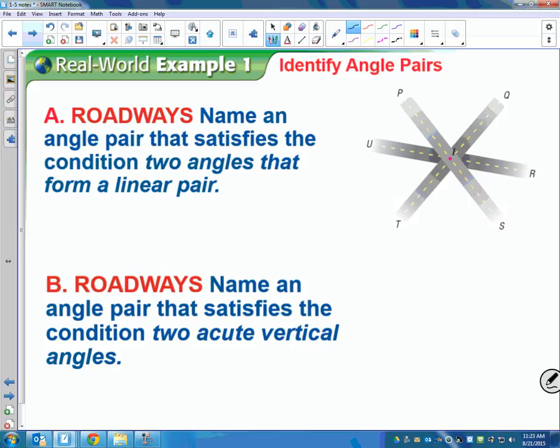Ooh, look at this lovely thing. It says roadways. Name an angle pair that satisfies the condition: two angles that form a linear pair. And notice they have all those letters there, so we can label them with the three letters with the vertex in the center. So a linear pair are two angles that together make a straight line or add up to 180 degrees. What do you think, Zoe?